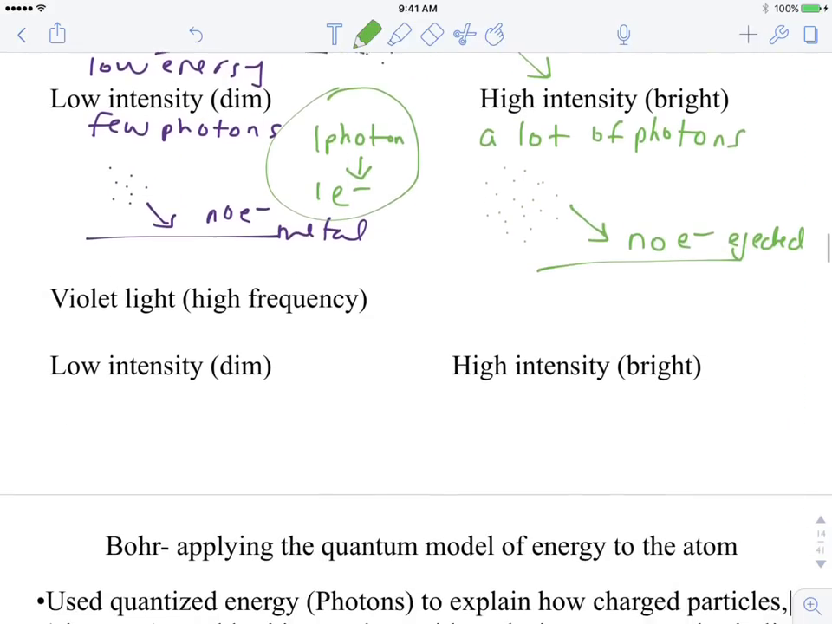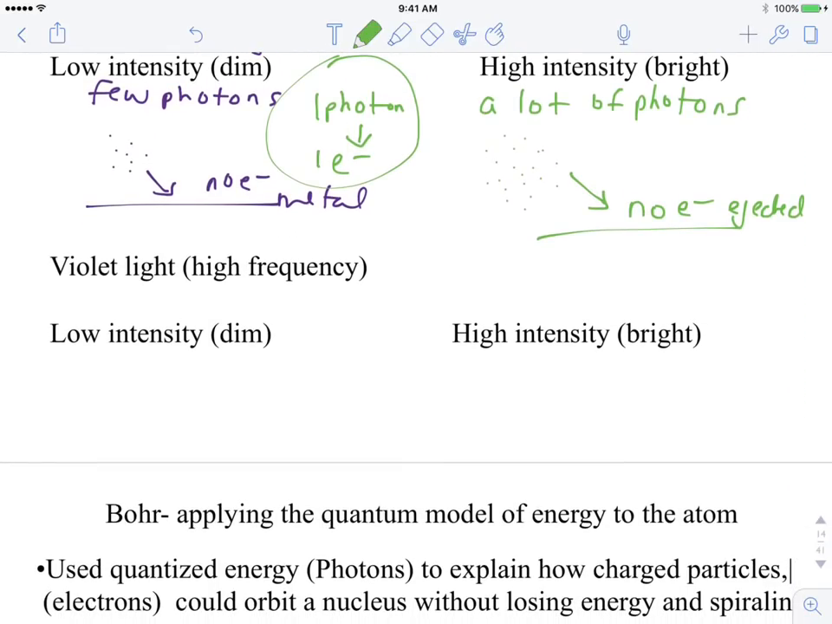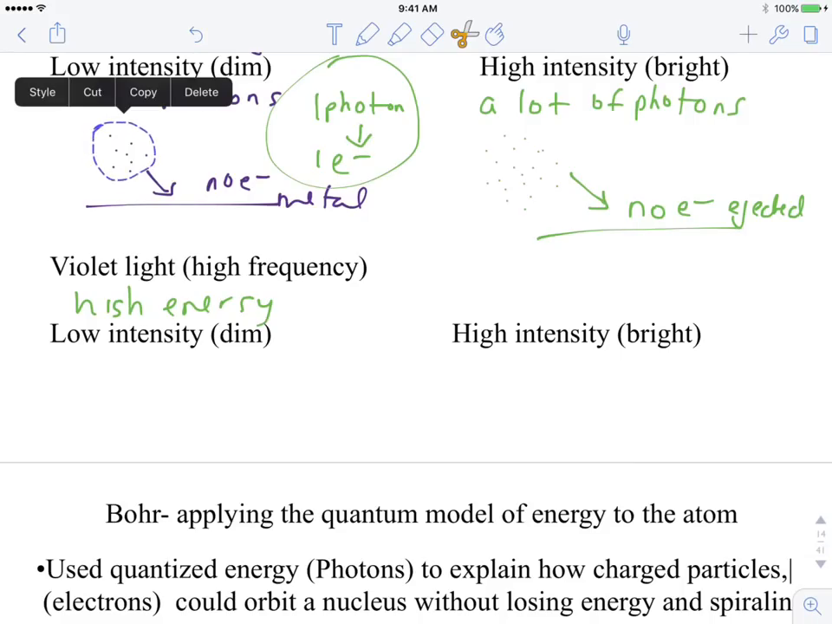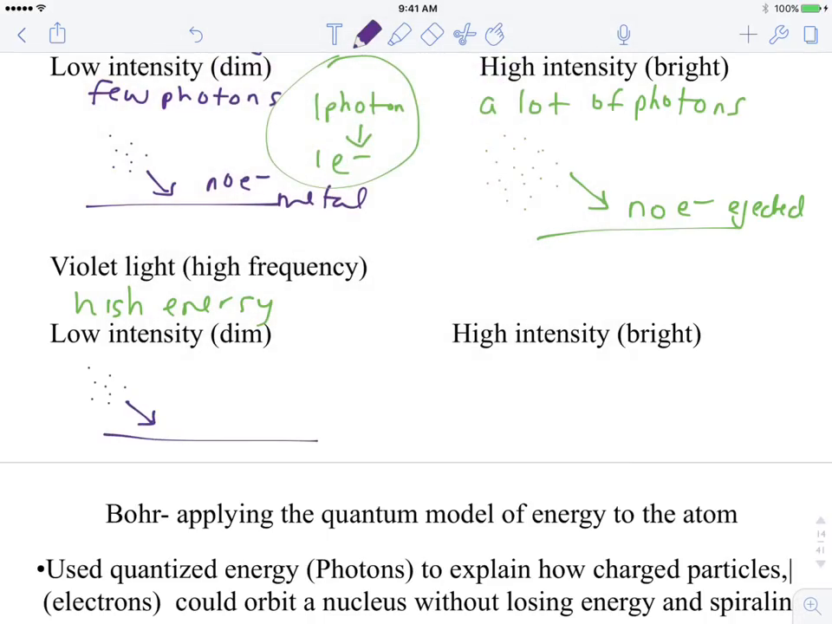Let's go over to violet light. Now violet light's high frequency, so that means high energy. Low intensity, again, would be just a few of the photons. So if we do that over here, and we copy this and we paste them, well, now we have the same photons coming in, except now they're high energy photons. And so when we have those high energy photons coming in, they hit the metal, and because they're high energy photons, electrons are ejected.